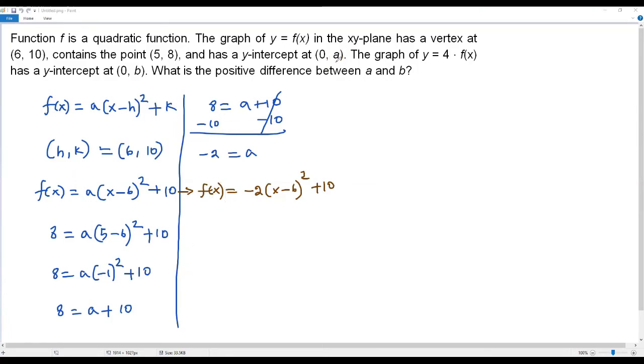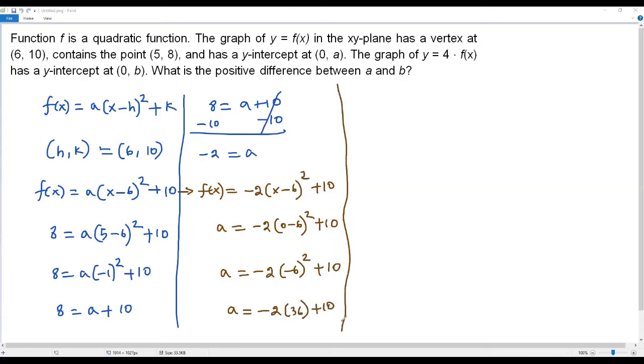Let me do it. So now I'm going to plug in the y coordinate a for this f of x, because y and f of x are equal. So a equals negative 2 times, and for this x we can plug in the x coordinate 0. Then I'm getting (0 minus 6) the whole square plus 10. So a equals negative 2 times, 0 minus 6 whole square is just (negative 6) the whole square, plus 10. So a equals negative 2 times, the evaluation of (negative 6) the whole square is 36, plus 10. Okay, let me continue over here.